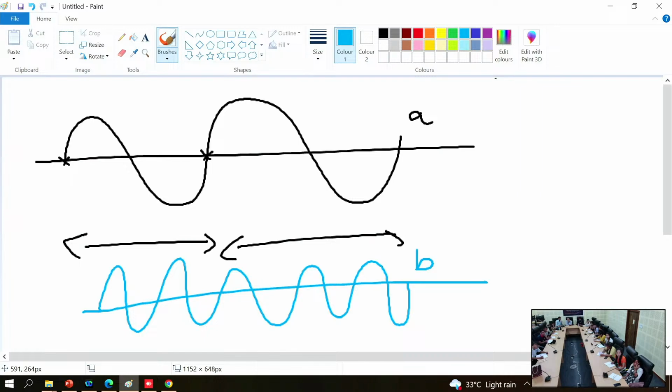Now the number of waves that are there in a particular time period is called frequency. So this number of waves is more for B. A is having a lesser number of waves. So we can say this has higher frequency, smaller wavelength. Lower frequency, higher wavelength. Okay? This much is clear to everyone? Fine. Now back to the electromagnetic spectrum.